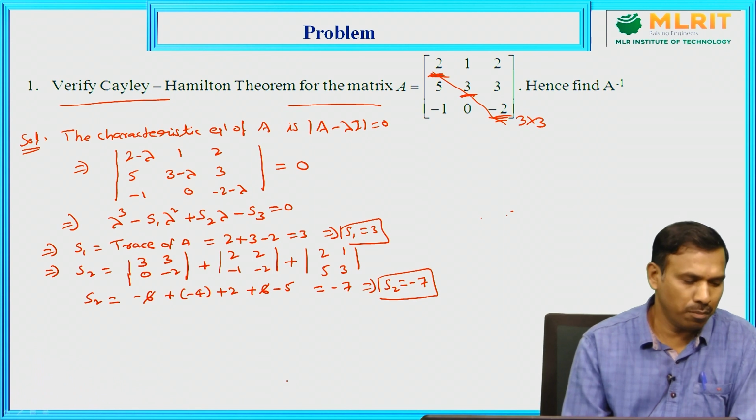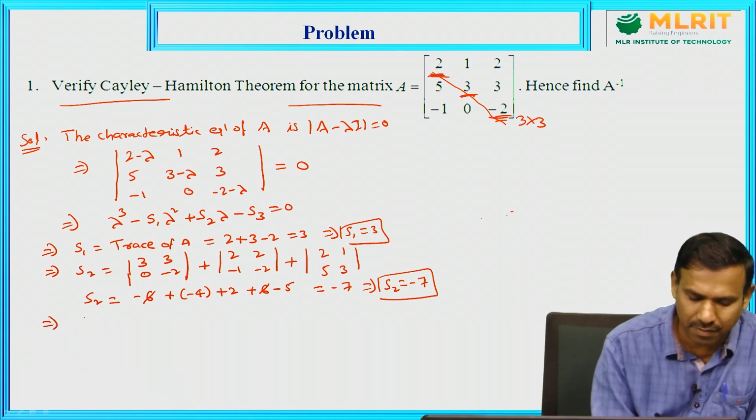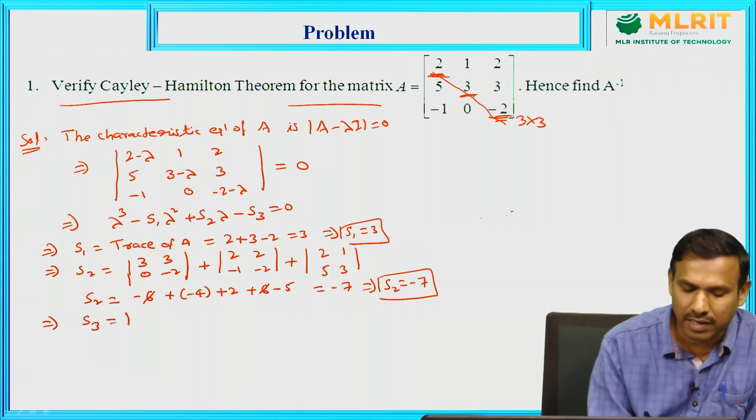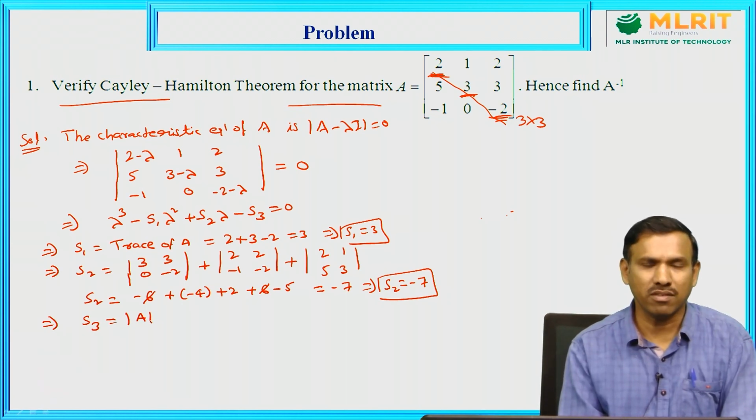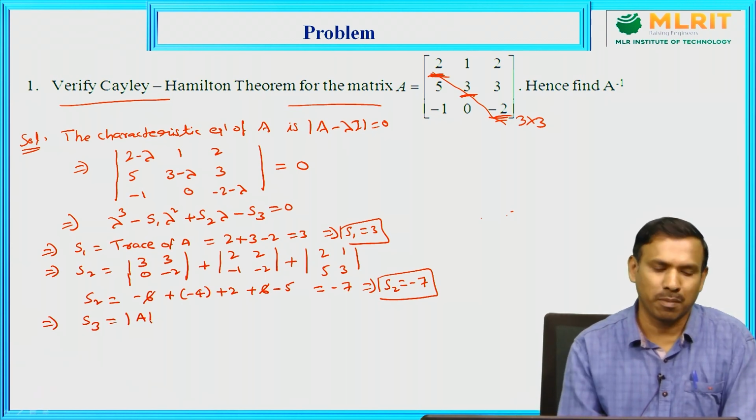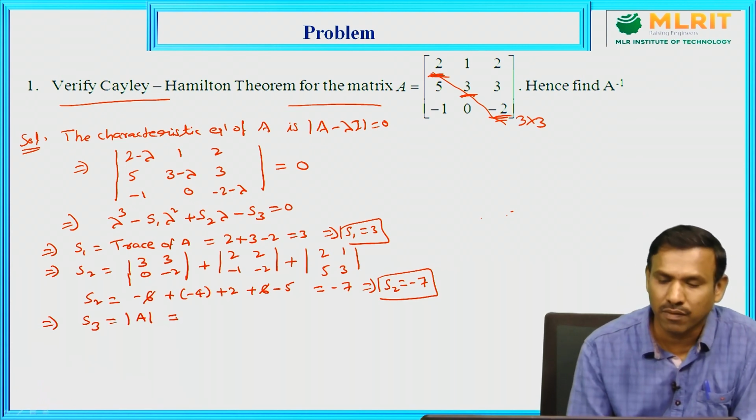S2 is equal to minus 7. Next, let us find S3. What do you mean by S3? It is the determinant of A. S1 is the trace, S2 is the sum of the principal diagonal elements' cofactor matrices values, and S3 is the determinant of A. So, determinant of A we know very well how to find.